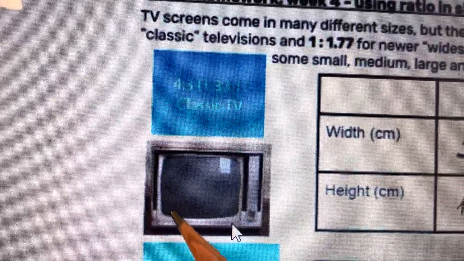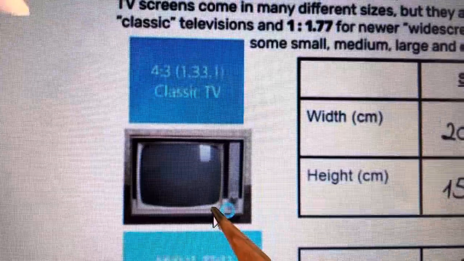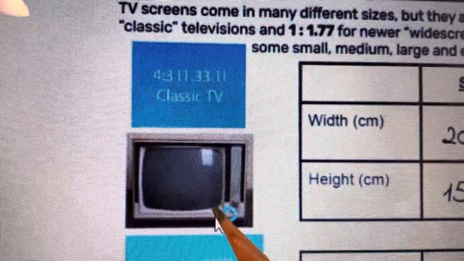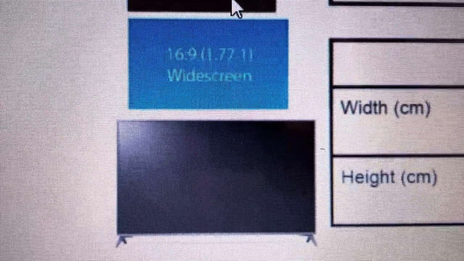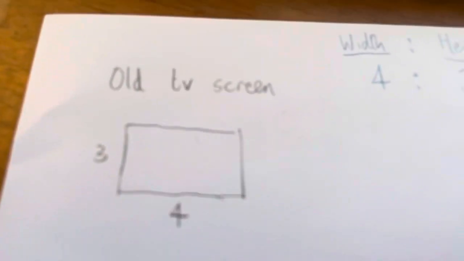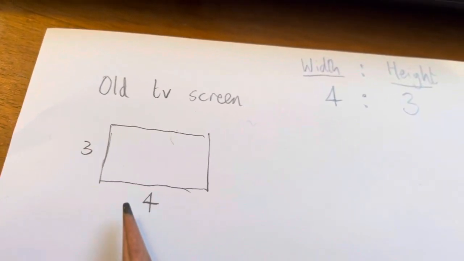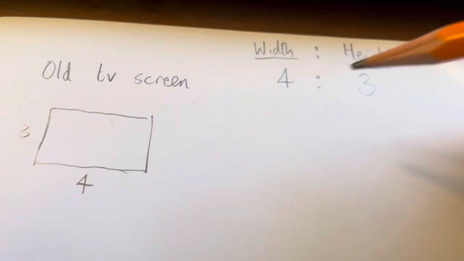What that means is that the bottom of the screen, the width of the screen, is longer than the side of the screen, but not as much as on newer TVs, which are called 16:9, or widescreen now. So let's have a look at this. On an old TV screen, the relationship between these is 4:3. Now that can be a bit hard to work out.